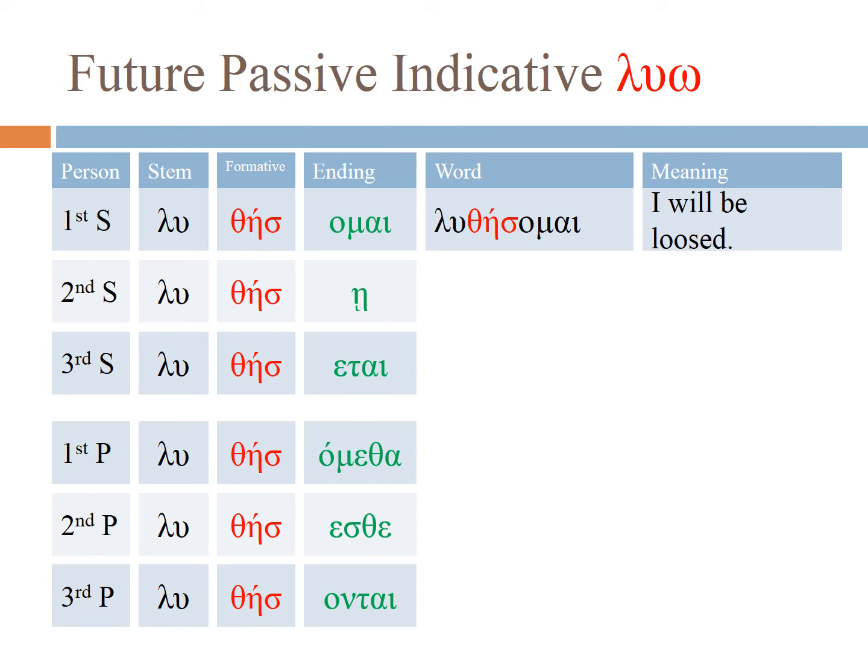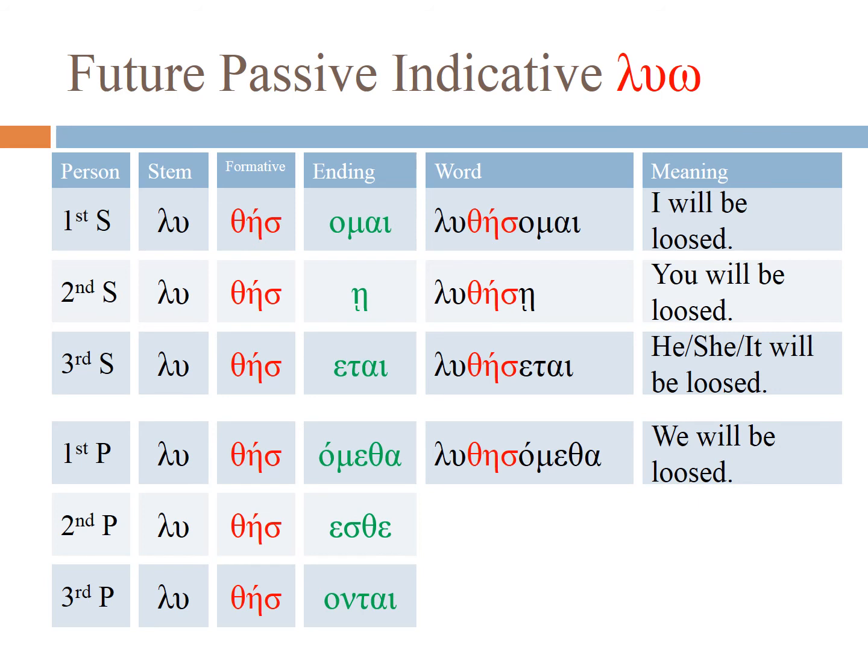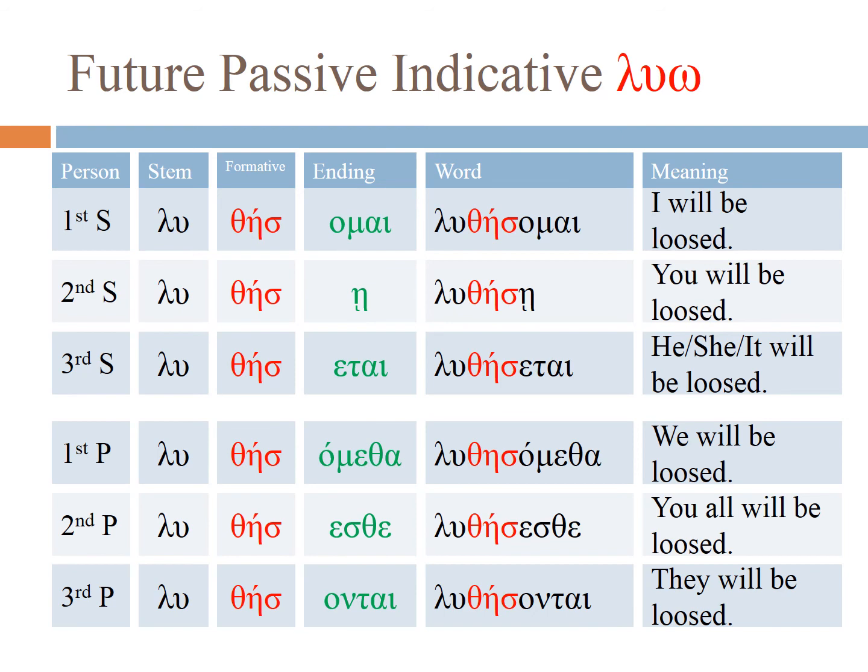And so we get, for the first person singular, λυθήσομαι, I will be loosed. Second person singular, λυθήσῃ, you will be loosed. Third person singular, λυθήσεται, he, she, it will be loosed. First person plural, λυθησόμεθα, we will be loosed. Second person plural, λυθήσεσθε, you all will be loosed. And the third person plural, λυθήσονται, they will be loosed.